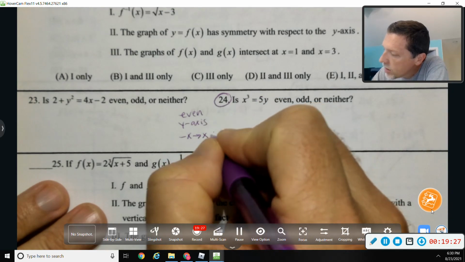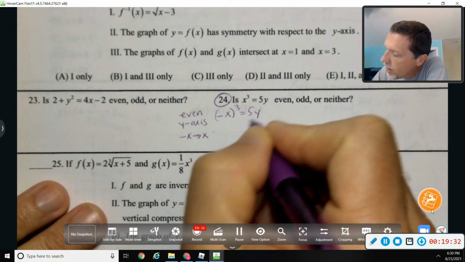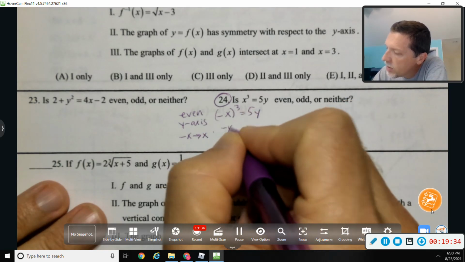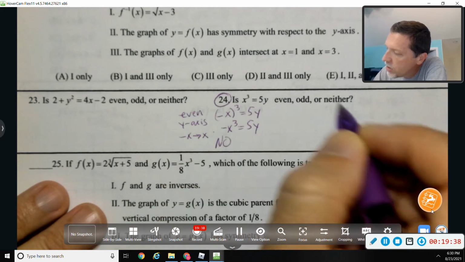So negative x in for x. So negative x cubed equals 5y. Cube a negative, get a negative. Not the same as the original, so no, it is not even.